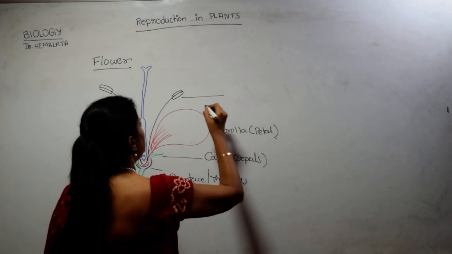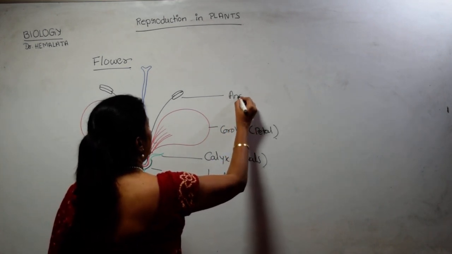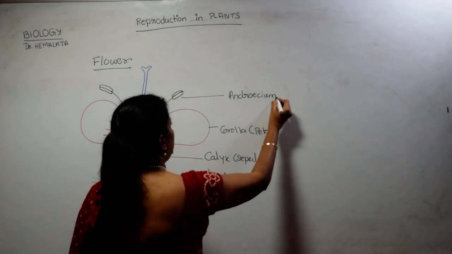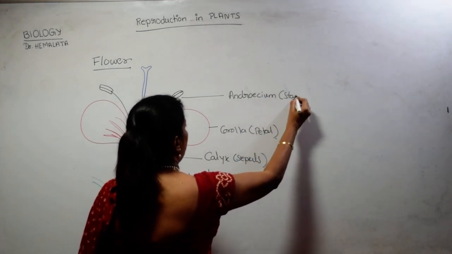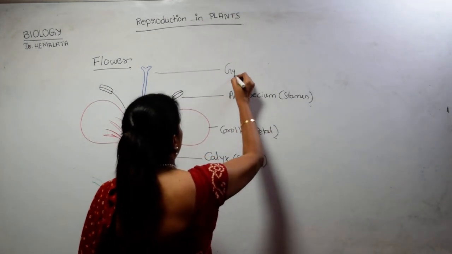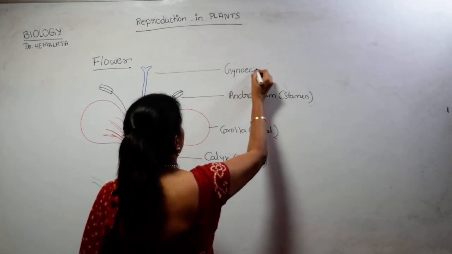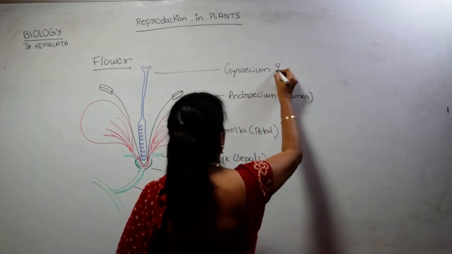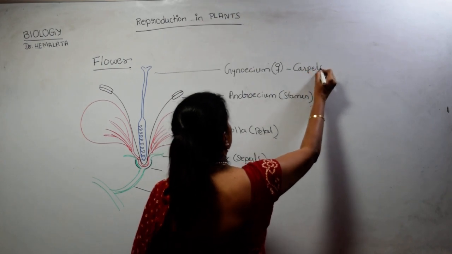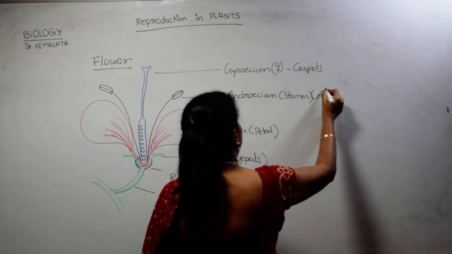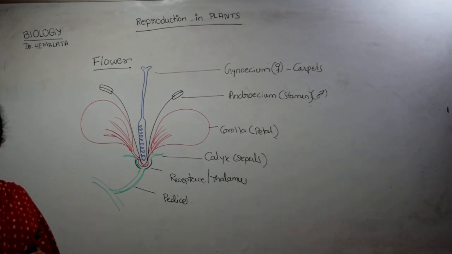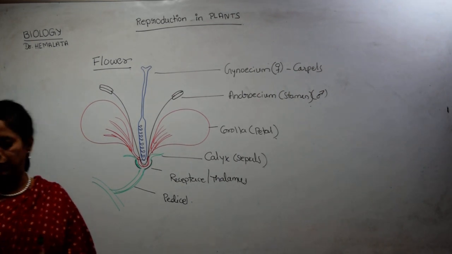Then comes the male sex organ. We call the organ and the complete whorl androecium, and each unit is called the stamen or the anther. This is the complete female reproductive structure called gynoecium, the female structure, and its units are called carpels. This is a male sex organ, this is a female sex organ. So this much about the flower you should know before you enter into the floral description, right?